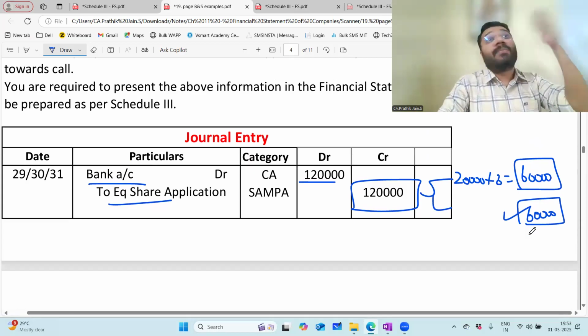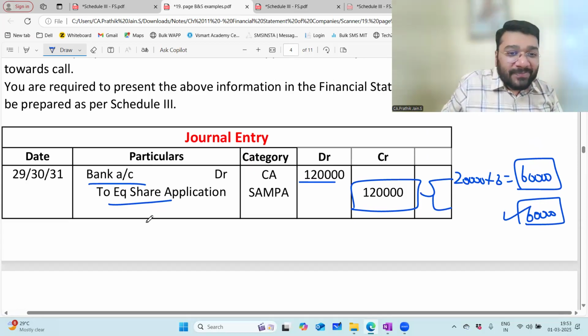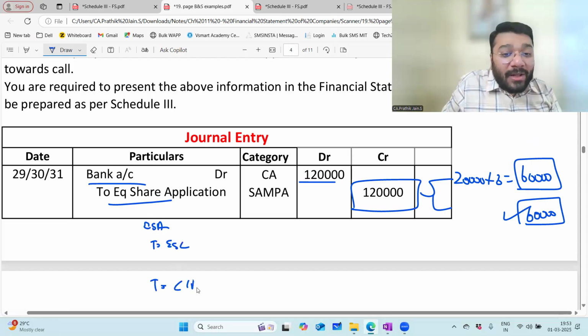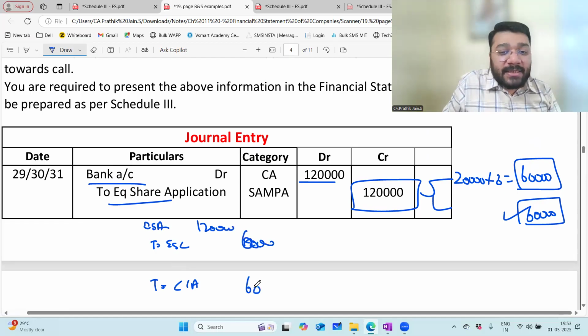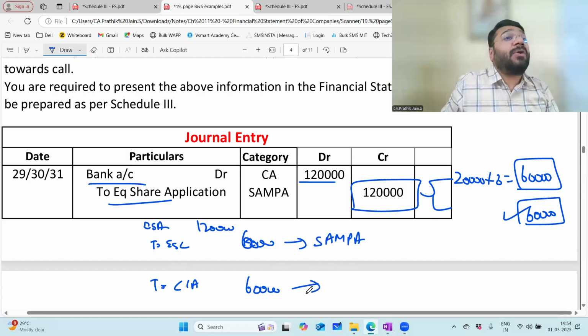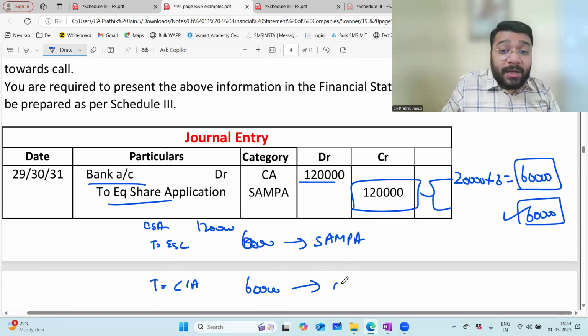So what is the entry that you normally pass in 12th standard or CA Foundation? Equity share application to equity share capital to calls in advance. So 1,20,000, 60,000, and this is 60,000. Until you allot, this will go to your share application money pending allotment, and this 60,000 is calls in advance. It will go to your other current liabilities.